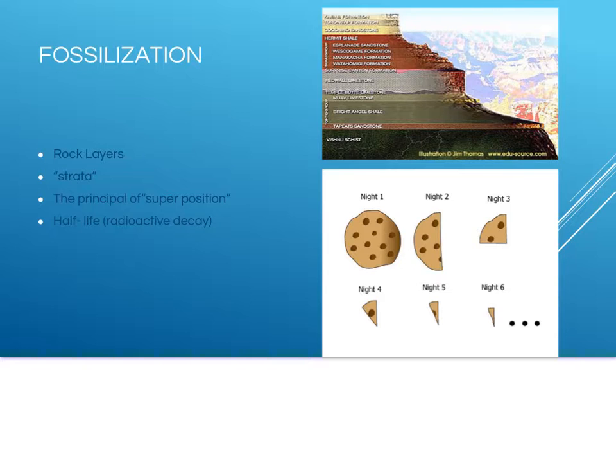For older rocks, uranium-235 is commonly used. Because the radioisotopes do not occur in sedimentary rocks, fossils cannot be dated directly.